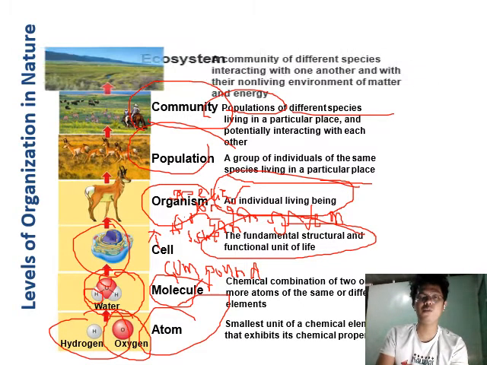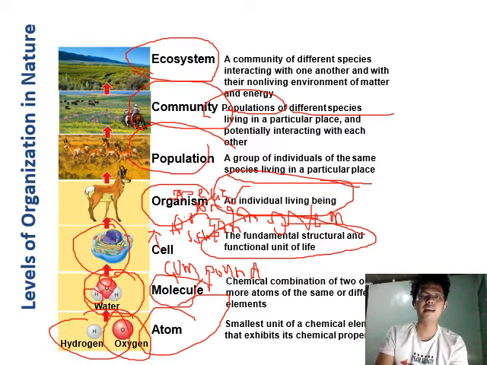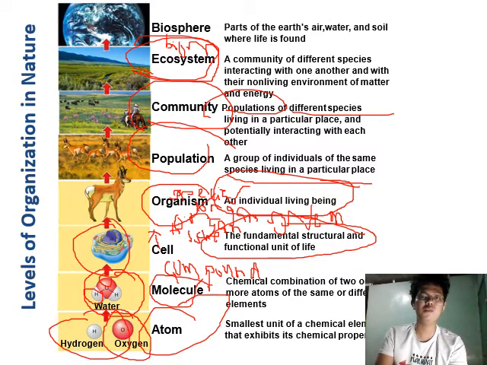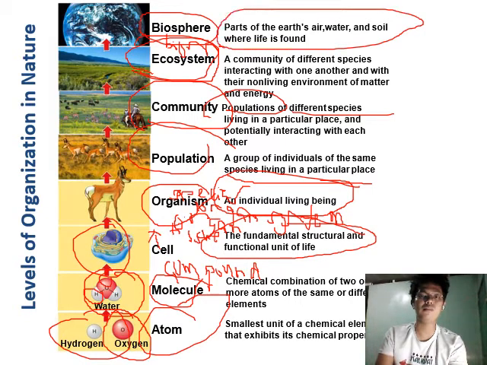And then this community forms an ecosystem. An ecosystem is a community of different species interacting with one another and with their non-living environment of matter and energy. So an ecosystem could be a biome. One example of a biome is a tundra. Another example is a marshland. So those are types of ecosystems. And this ecosystem then forms the biosphere. So a biosphere encompasses all ecosystems and even the Earth's air, water, and soil where life is found. So these are the levels of organization in nature.